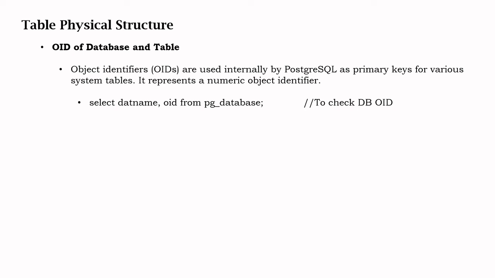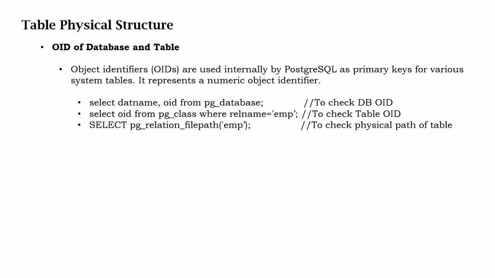And then the second command is select oid from pg_class where relname equals the table name. Also, there is one single command through which we'll come to know the location of the table: select pg_relation_filepath, and we have to pass the table name. This command will tell us the exact location of the table.